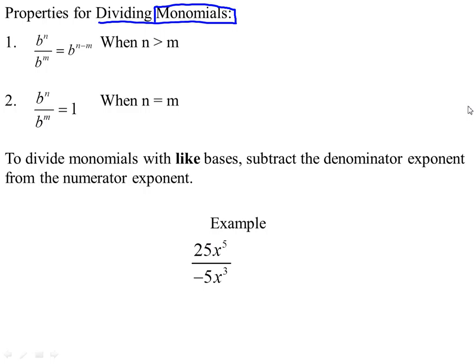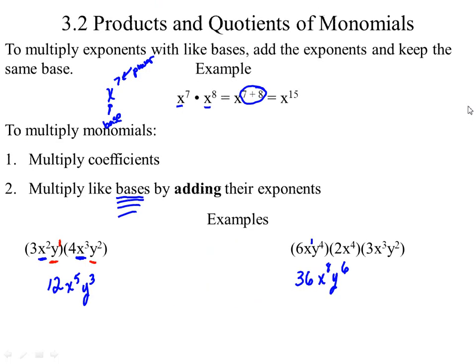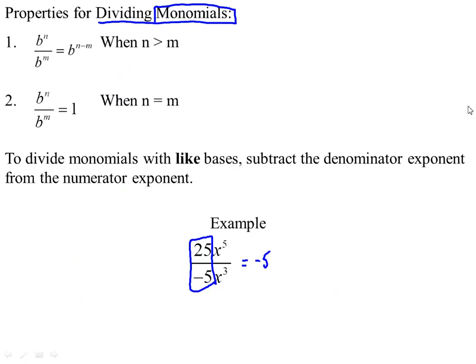So, what are you going to do with your coefficients? Well, when we were multiplying monomials, we multiplied the coefficients. Now that we're dividing them, we're just going to divide them. So 25 divided by -5 is going to be -5. Okay? So it's just like what we were doing here. If you're multiplying monomials, you multiply the coefficients. Well, here, if you're dividing monomials, you divide the coefficients.